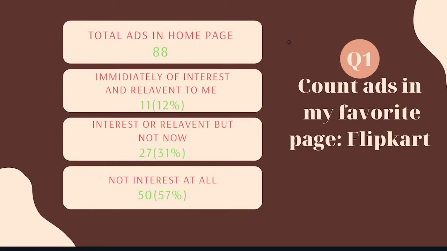For question 1, we have two cards in my favorite page, Flipkart. In total, there were 88 items on the homepage. However, immediately of interest or relevant to me were only 11, accounting for 12%. Interesting or relevant to me but not right now were 27, accounting for 31%. And finally, not interested at all were 50, accounting for 57%. So what was the reason for this?